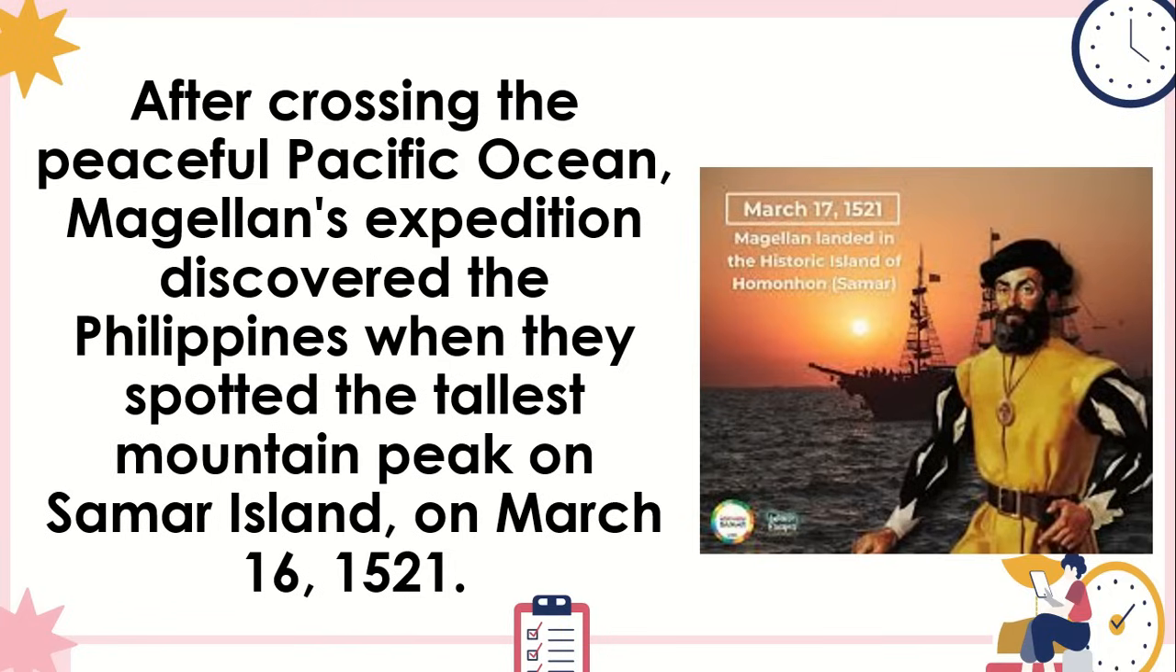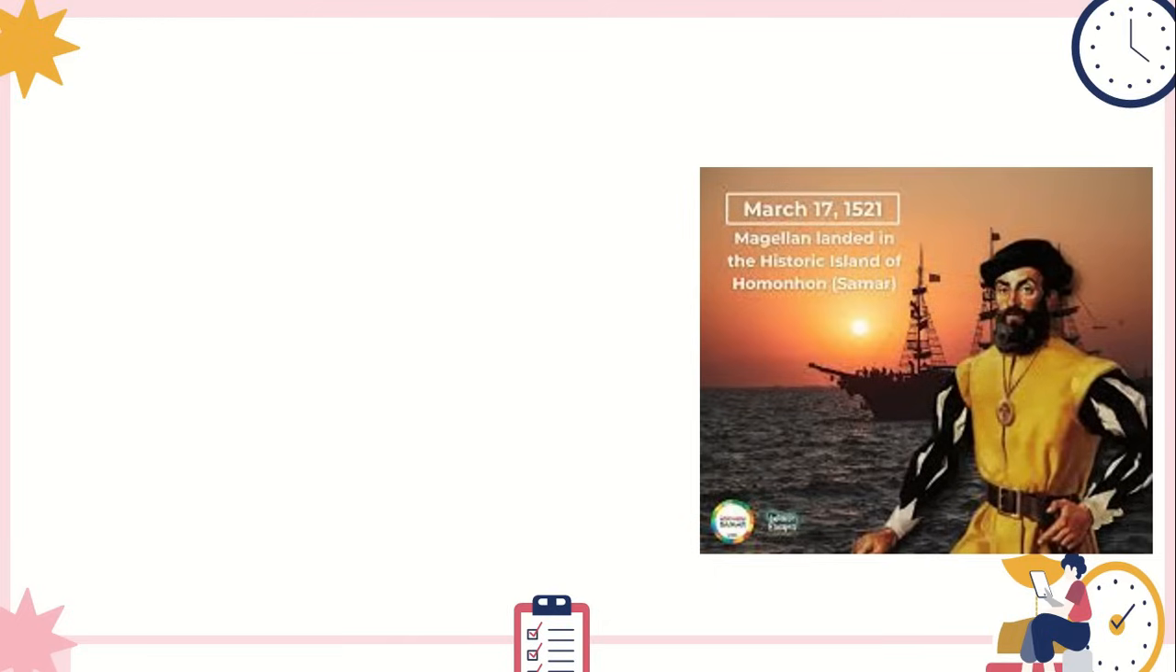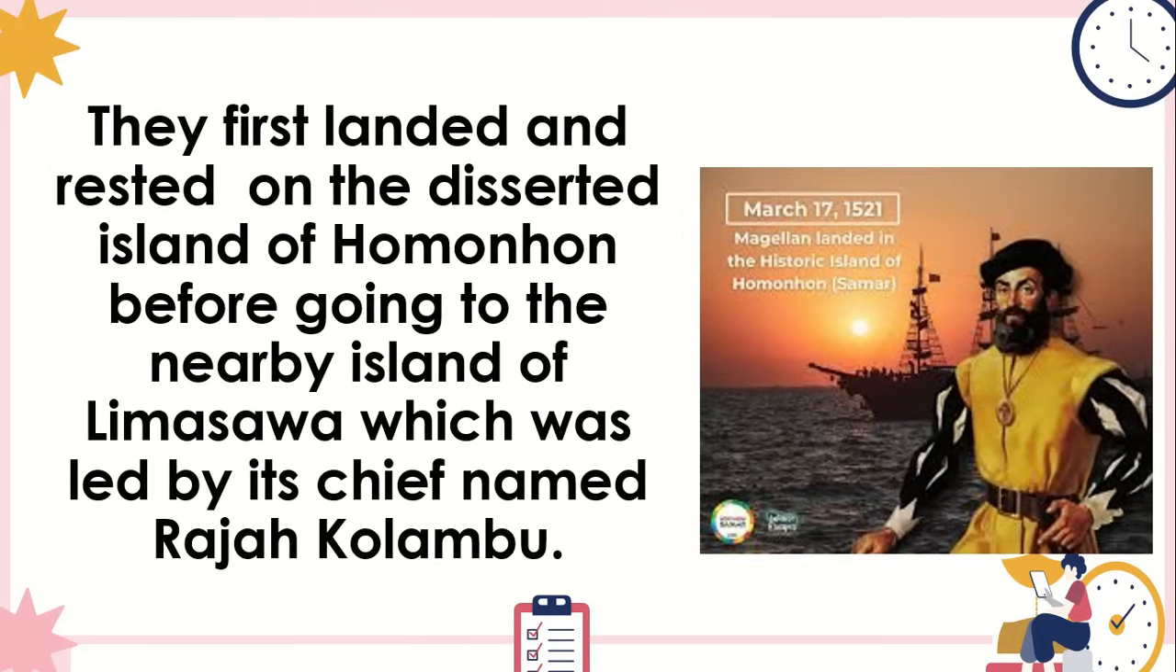After crossing the peaceful Pacific Ocean, Magellan's expedition discovered the Philippines when they spotted the tallest mountain peak on Samar Island on March 16, 1521. They first landed and rested on the deserted island of Homonhon before going to the nearby island of Limasawa, which was led by its chief named Raha Kolambu.